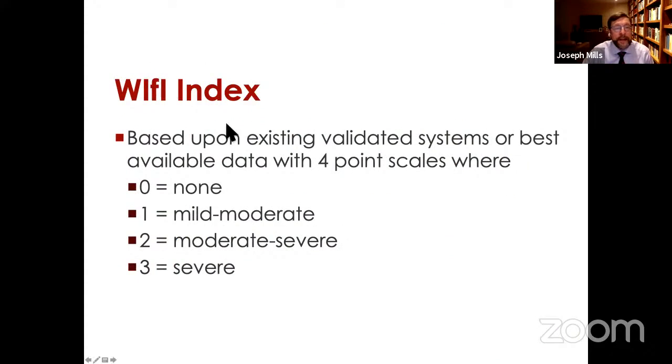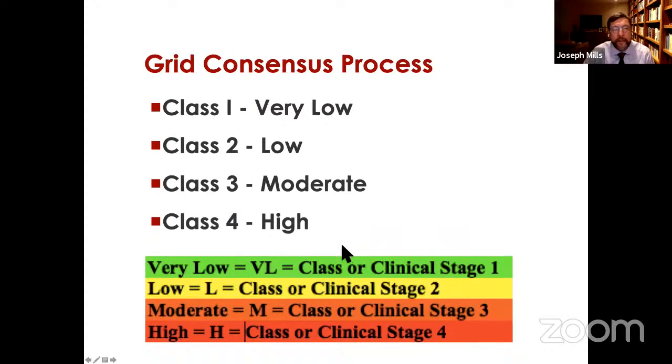So what we did was we took those three components and said, well, you could have none or mild. You could have moderate or severe. So it's a pretty simple scale. And by the combination of those factors, you can place the patient into risk categories or stages. So this is much like stages of cancer. So class 1 or stage 1 was meant to be low risk of amputation at 1 year, very low. Class 2 low, class 3 moderate, class 4 high.